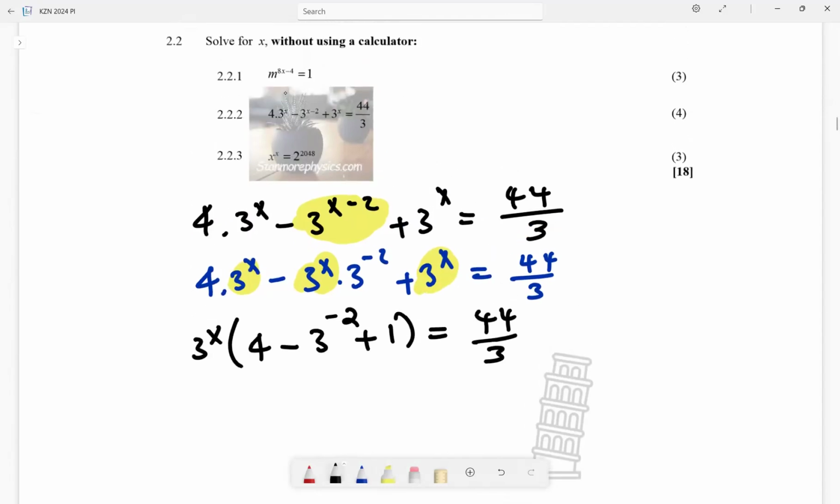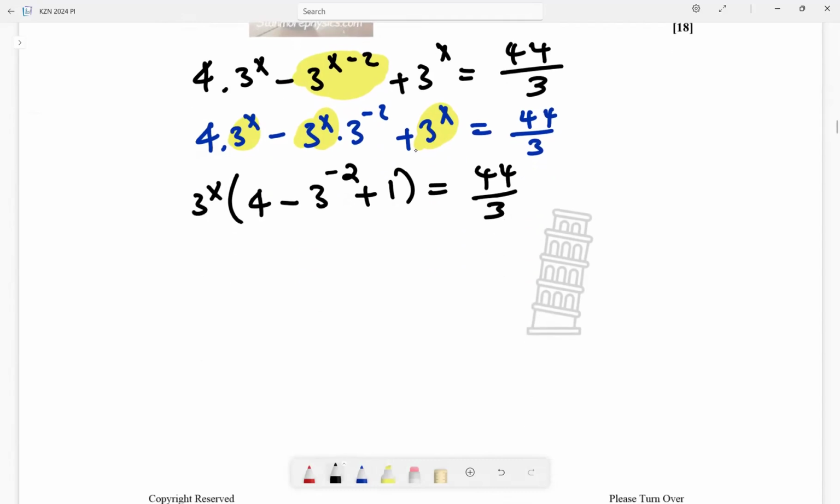This one, they did not say do not use a calculator, so it's fine. You can just punch this on your calculator, the examiner wouldn't see. You can say this is 3 to the power of x multiplied by, when you punch 4 minus 3 to the power of negative 2 plus 1 on your calculator, you get 44 divided by 9. It is equal to 44 divided by 3.